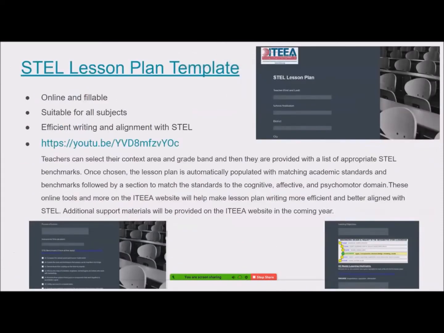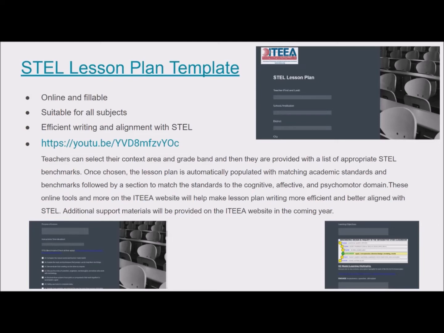In order to implement the STEL standards within your content with fidelity, we have devised and created a STEL lesson plan template. The fourth bullet down shows a video tutorial that walks you through how to use the lesson plan template. It is online and fillable and suitable for all subjects. It helps you to effectively align with the STEL as well as other standards.